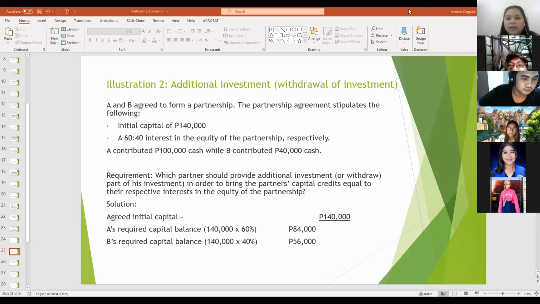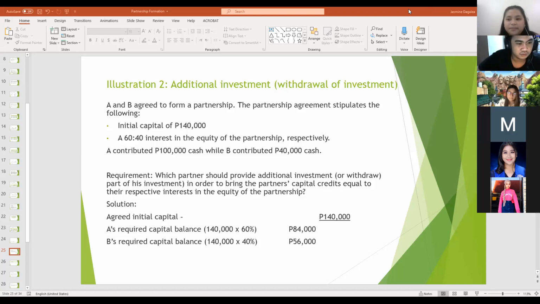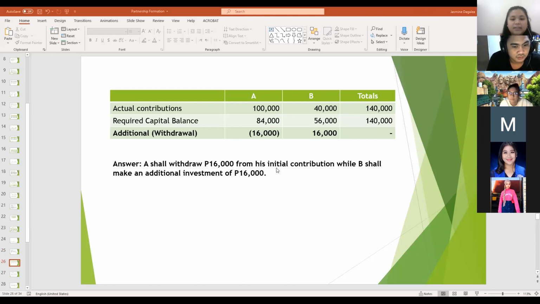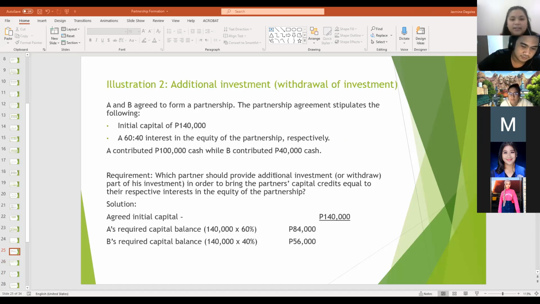Dalawa lang. Yung Capital. A capital, how much? 84. B capital, 56. Kasi sinabi na dito, kinumpute na natin kung magkano yung credit sa account nila. 84 para kay A, kay B naman 56. Diba mabilis lang yan? Galing. Huwag kayong mabuyong. Okay?